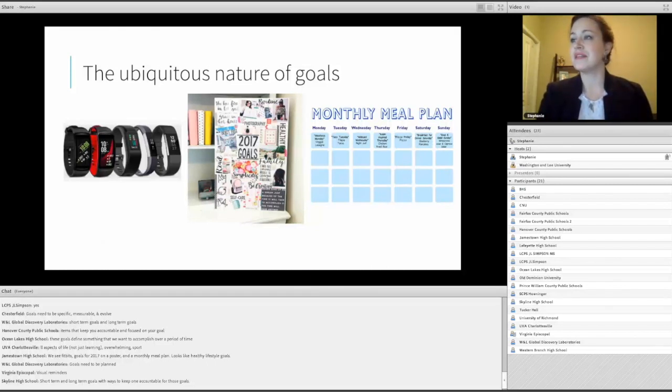Goals that we want to see over a period of time, all aspects of life, not just learning. I think that's great. Goals need to be planned, visual reminders. So, right, you guys are taking some of the words right out of my mouth. We see goals actually everywhere in our lives. And when they're really meaningful goals, they're something that require work.